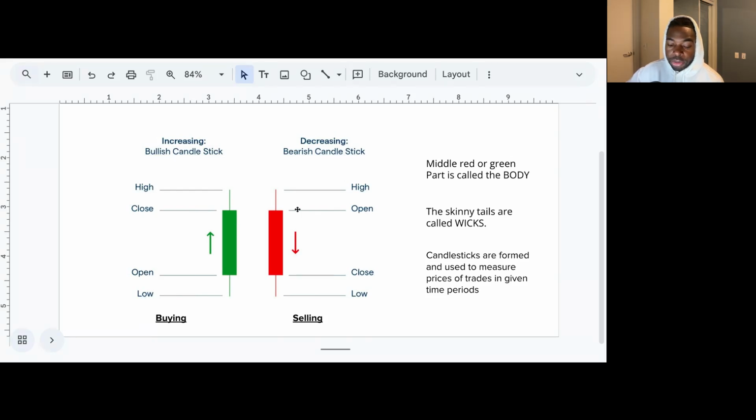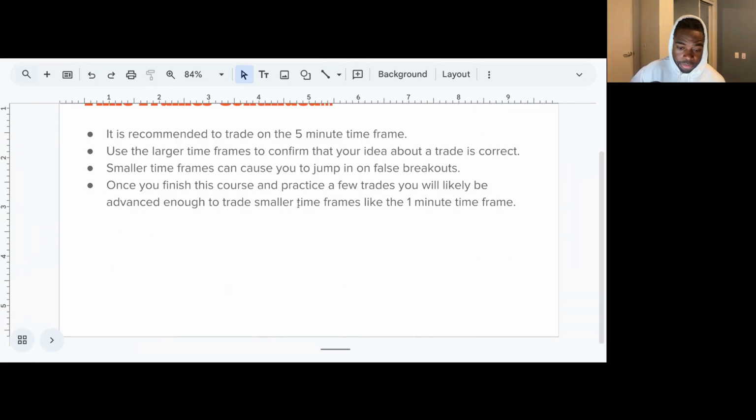And for a red candle, that means we start up here at the top part and we end at this low part of this middle rectangle. The middle rectangle is called a body, and the skinny parts, these tails, are called wicks. That's what you need to know first and foremost.